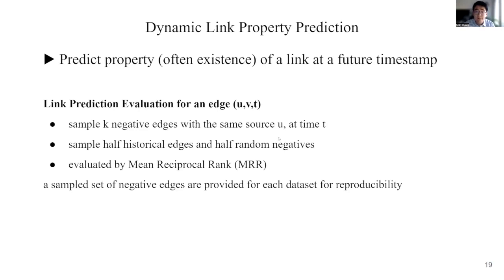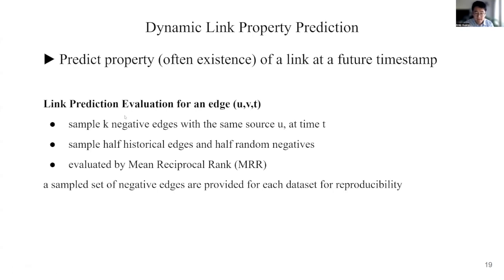All right. So for the dynamic link property prediction task, the goal is to build a general category of tasks that focus on predicting the property of a link at a future timestamp. For the datasets that we include for now, this focuses on the link prediction task. However, this is a general link category, and we are planning to include additional datasets that potentially have a different task than just predicting the existence of a link.